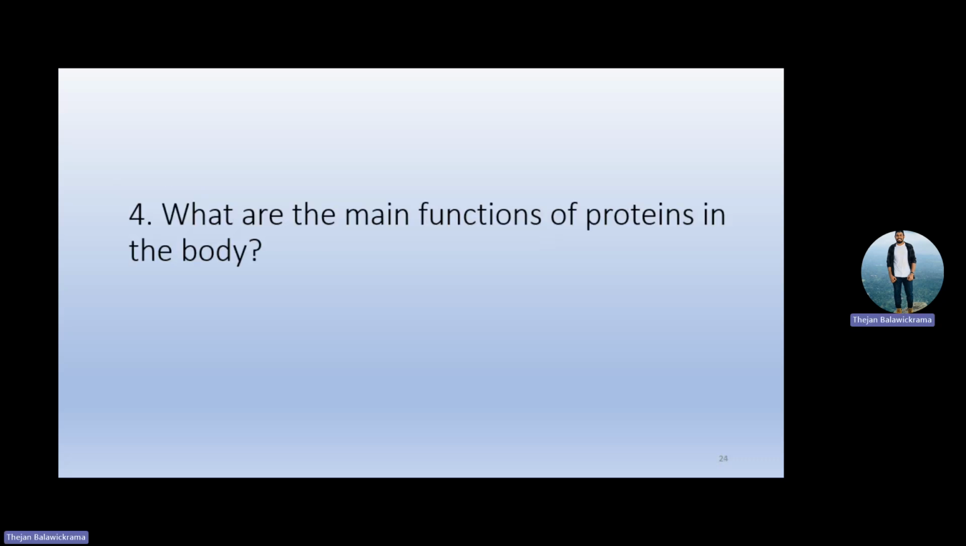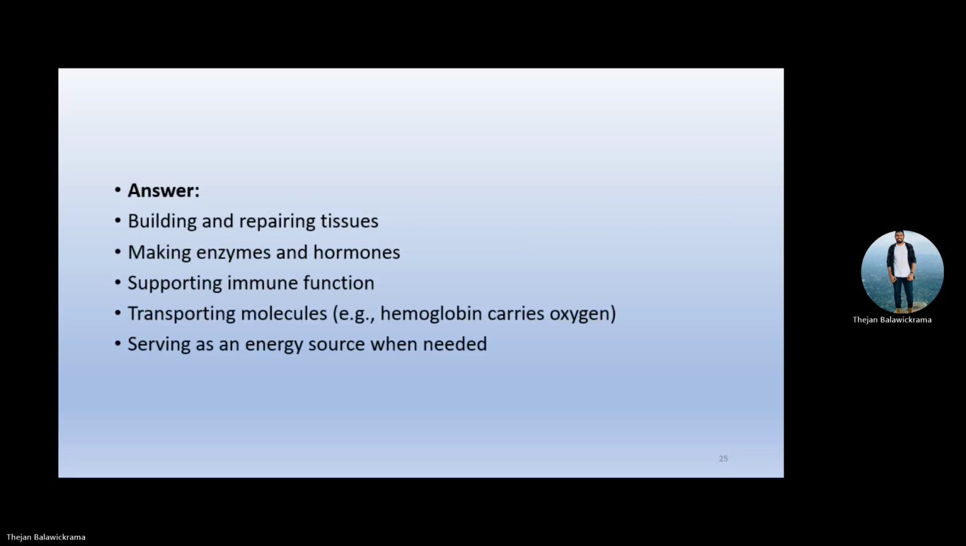Right. Functions wise, what do the proteins do in the body? Structure. Governance. Energy. Oxygen. Hemoglobin. Enzymes. About muscles, right? Muscle building and repairing tissues.